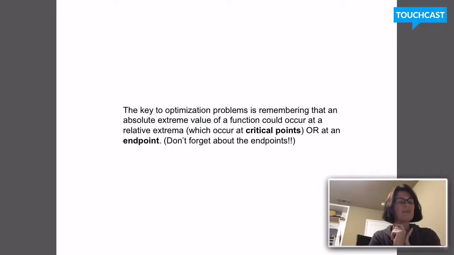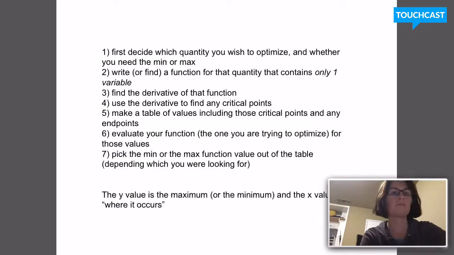Frequently you'll find on the AP test that they write the questions in a way that doesn't prevent you from making the common error of not checking the endpoints. So we're going to have to check endpoints, and we're going to have to check critical values when we're looking for maximum values, minimum values. Those are going to be our answers to optimization problems.